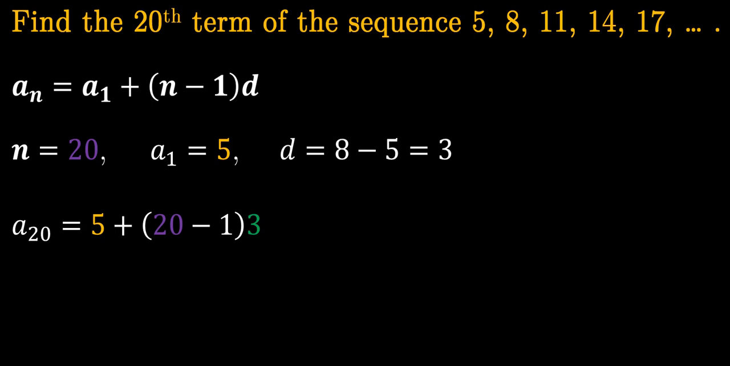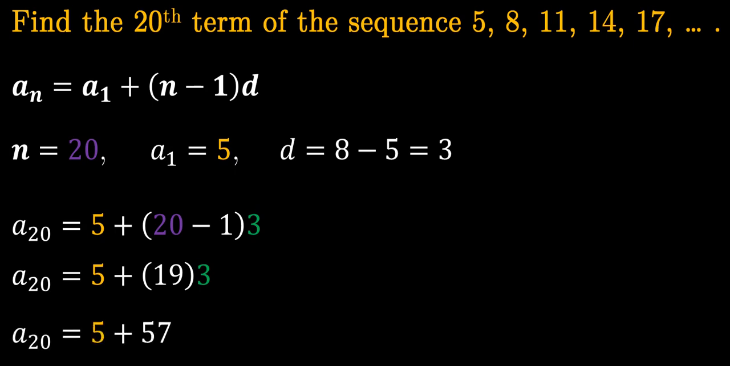Then let us substitute these values into our general term. We'll have a sub 20, or our 20th term, equals 5 plus the quantity 20 minus 1 times the common difference 3. So we have 5 plus 19 times 3, and 19 times 3 gives us 57. 57 plus 5 gives us 62. This means that our 20th term is 62. So if we continue the sequence, the 20th term will be 62.